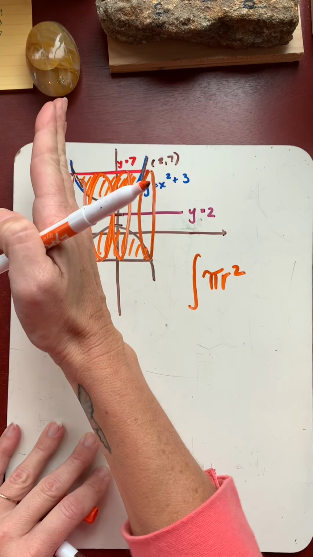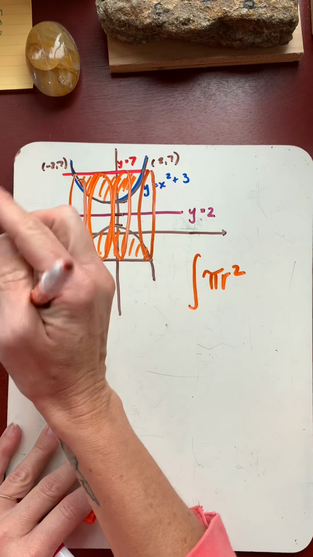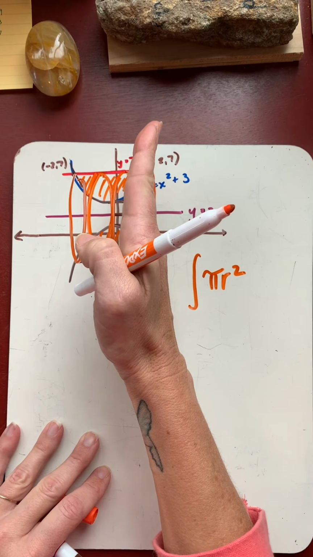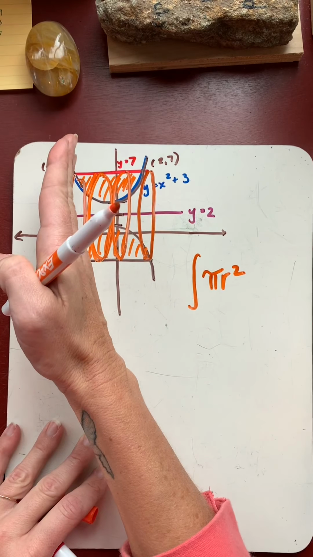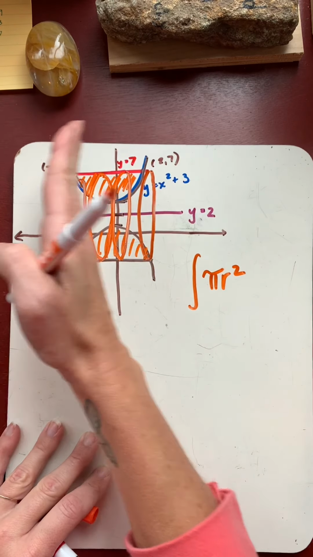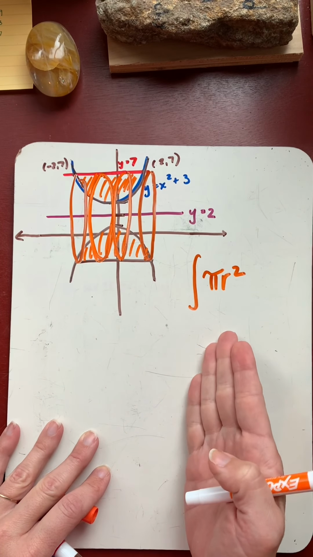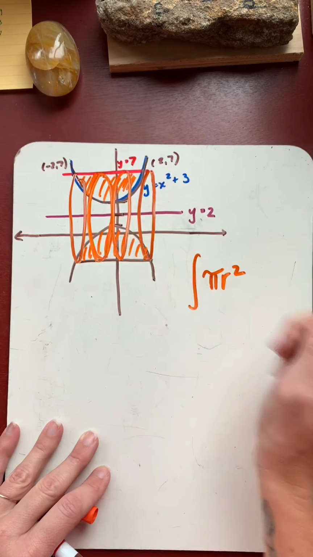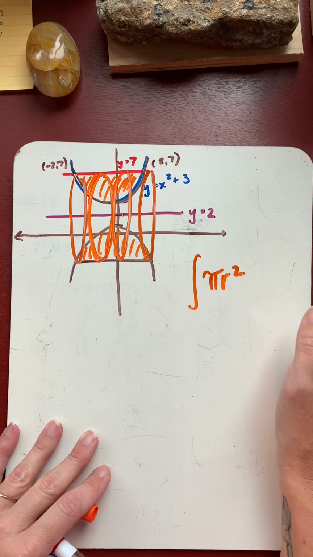It's like stacking an infinite number of papers from here to here and adding up all those areas, I would get volume. I would take something that's 2-dimensional, the area of one circle, and make it 3-dimensional by adding up an infinite number of them. That's what the integrating does for me. It adds up an infinite number of these stacked circles.